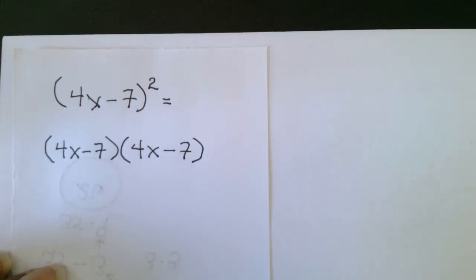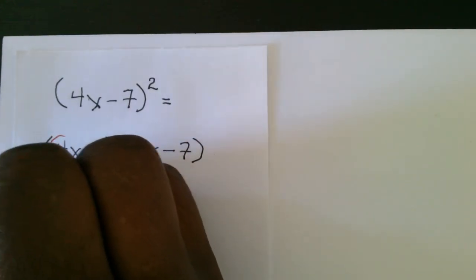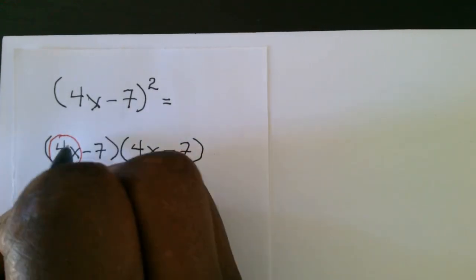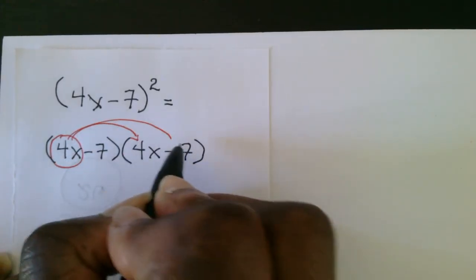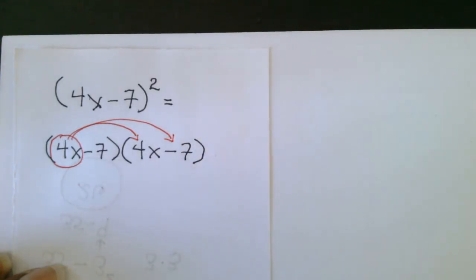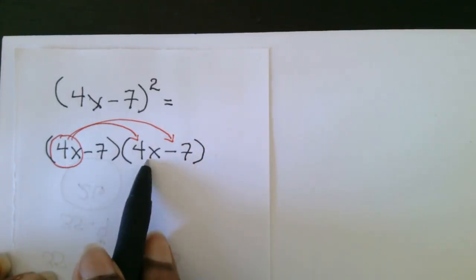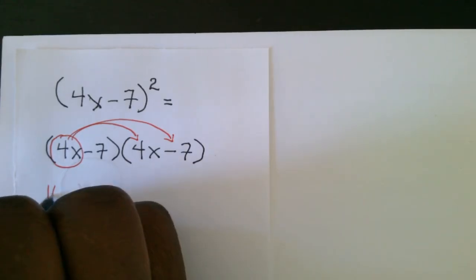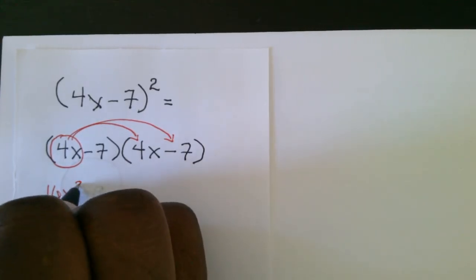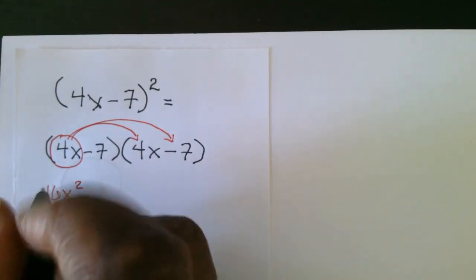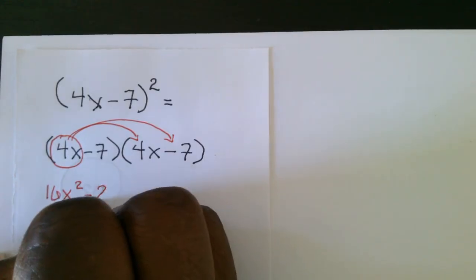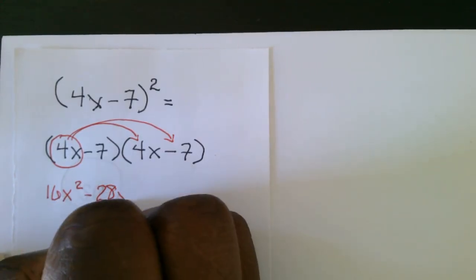You guys heard of FOIL? Yeah, that's what you're doing. And FOIL is nothing but distributing. So I'm going to take my 4x and I'm going to distribute to everything in that second parenthesis. So 4x times 4x gives me 16x squared. 4x times negative 7 gives me a negative 28x.